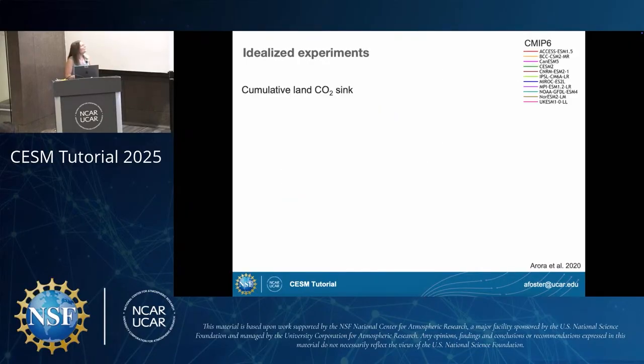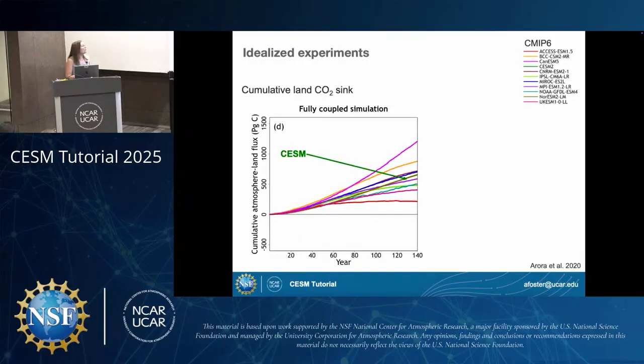Okay, so here's the cumulative CO2 land sink. So here's the fully coupled simulation. You can't really see CESM, but it's in dark green. It's behind the brown line. So it's increasing over time. What do you notice about this graph? And those are all different CMIP6 models. It's in the middle, so maybe that's good. But what I notice is that there's large uncertainty in the magnitude of the land sink, okay?